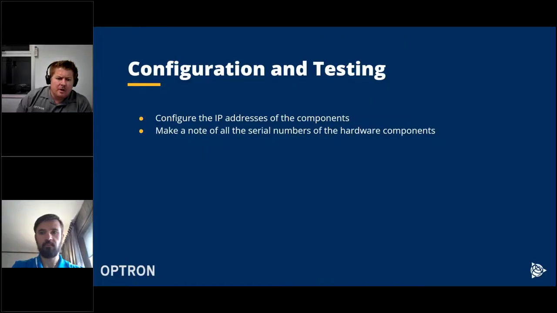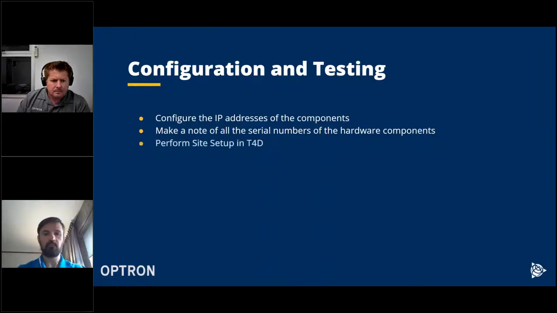Very important, make a note of all the serial numbers of the hardware components. So the total station serial number, the setup M1 serial number. If you have other Wi-Fi devices on the cabin, make a note of that as well. Then we perform the site setup in T4D.